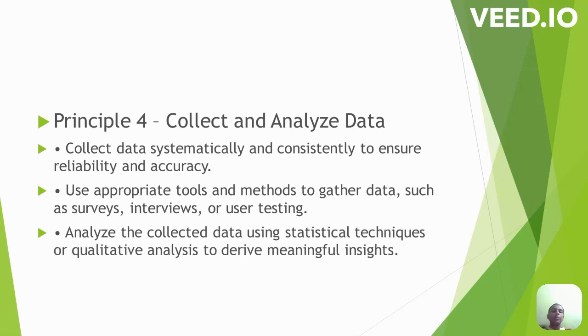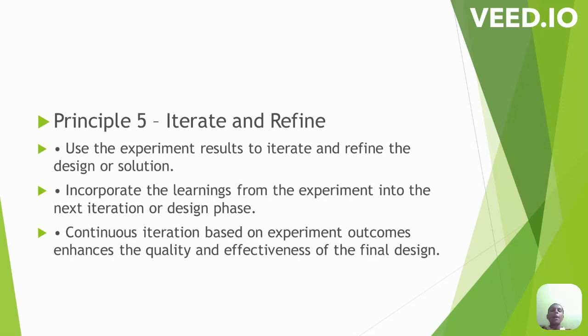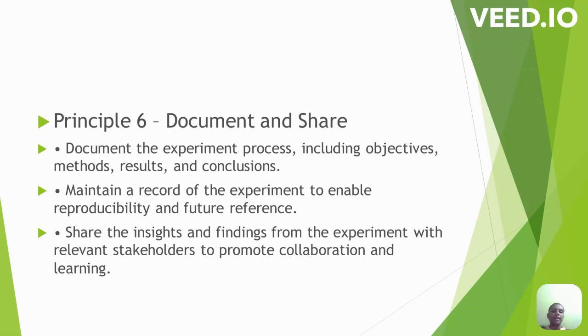Next, we will move to principle 5. Iterate and refine. How to iterate and how to refine the design. Use the experiment results to iterate and refine the design or solution. Incorporate the learning from the experiment into the next iterations or design phase. Continuous iterations based on experiment outcomes enhance the quality and effectiveness of the final design.